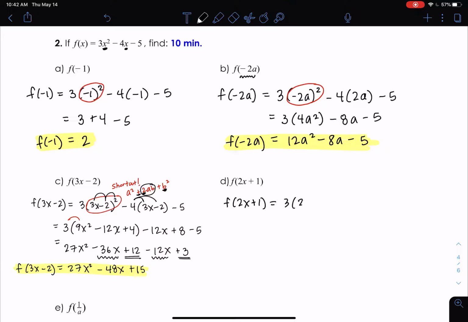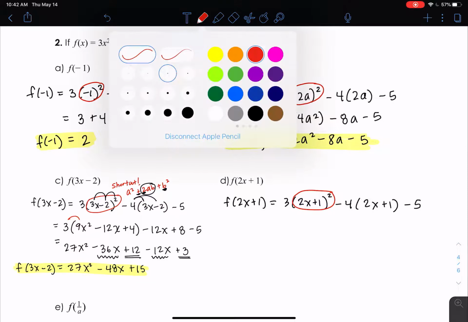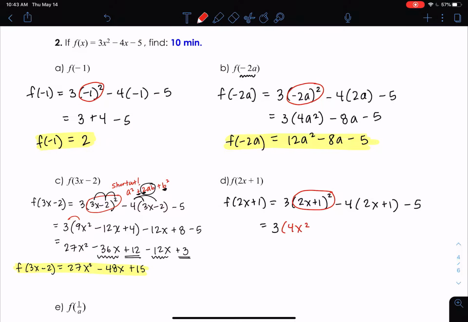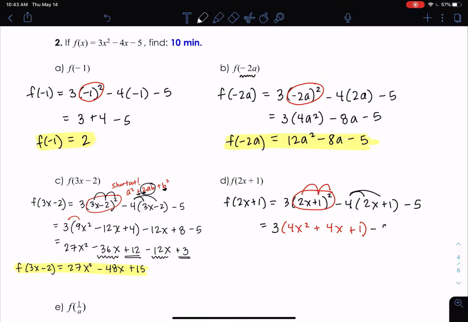Okay, so we're plugging in 2x plus 1 instead of that x, and we're going to square it. Minus 4 instead of x, we're plugging in 2x plus 1, and then we're going to minus the 5 based on our formula up top. Okay, order of operations, let's carefully square that 2x plus 1. So we have a 3 in front, and then this becomes 4x squared. This times 2 gives me a plus 4x, and then plus 1 is the last term. Next, we can distribute our 4, minus 8x minus 4, and then minus 5 comes down.